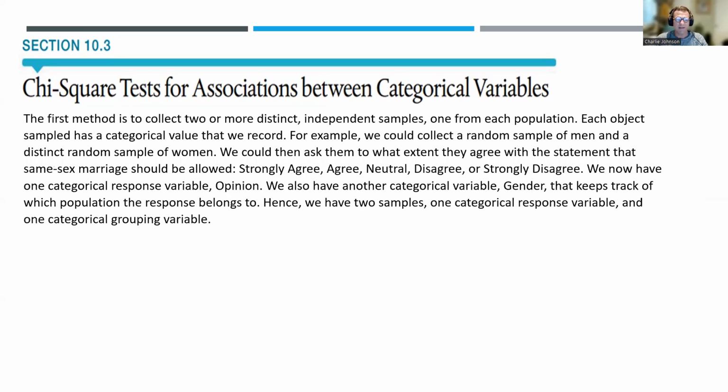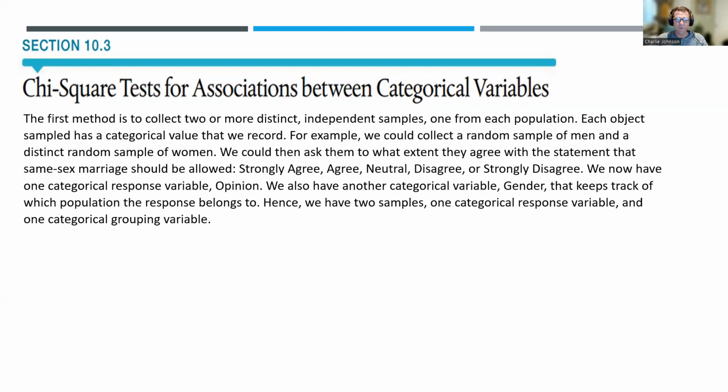The first method is to collect two or more distinct independent samples from each population. Each object sampled has a categorical value that we record. For example, we could collect a random sample of men and a distinct random sample of women. We could then ask them to what extent they agree with the statement that same-sex marriage should be allowed, and the responses are strongly agree, neutral, disagree, or strongly disagree.